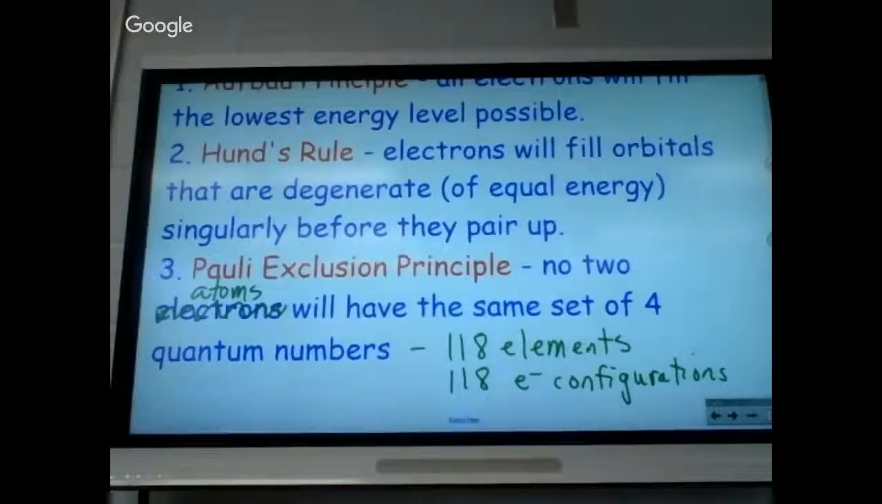So your homework for Thursday. Alright, homework for Thursday. It's like last night. It's just read and find an answer.